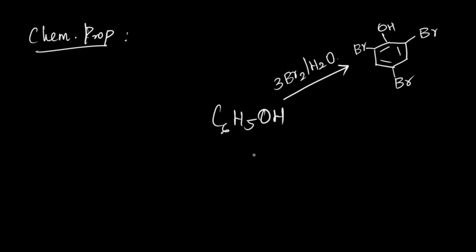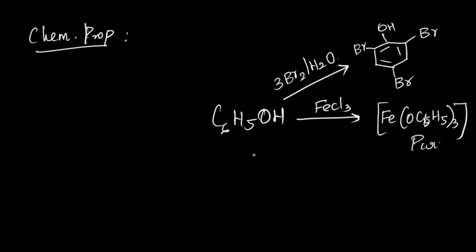And if I am treating it with ferric chloride, neutral ferric chloride, this is one of the important clue points. Neutral ferric chloride will give you purple color. The purple color is due to the formation of this compound. Mostly they will mention that neutral ferric chloride is producing purple color, which means the compound is phenol.